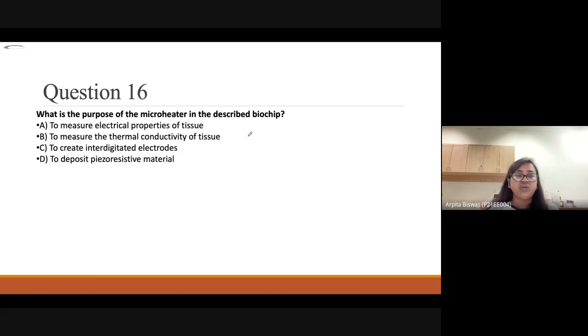Okay. So next question is question number 16. What is the purpose of the microheater in the described biochip? So first option is to measure the electrical properties of the tissue. The second option is to measure the thermal conductivity of the tissue. And the third option is to create the interdigited electrode. And the fourth option is to deposit the piezo-resistive material. So which one is the right answer?